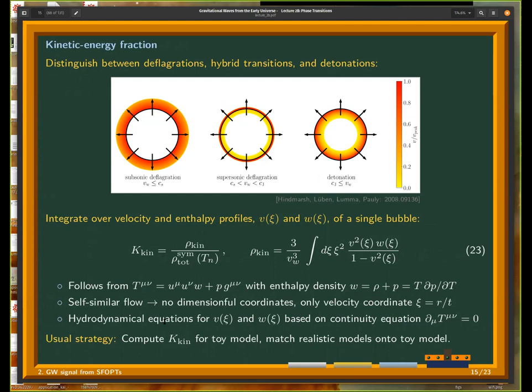Okay. Yeah. I think this is not specific to these cosmological phase transitions. I think the velocity has already been introduced in the 19th century, if I'm correct.